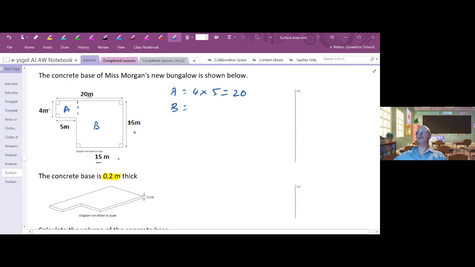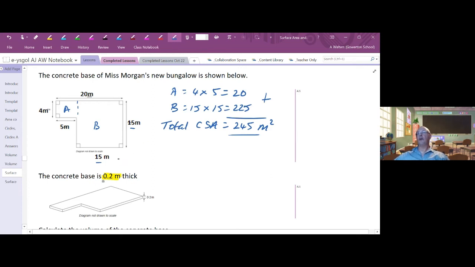We're using this 15 and this 15. 15 times 15 is 225. So the total cross-sectional area is, we are adding them. So make sure you put an add up sign there. And we get 245 meters squared. So the floor area of Miss Morgan's house is 245 meters squared.